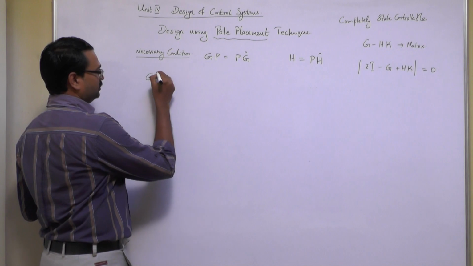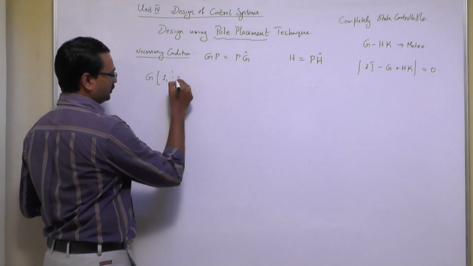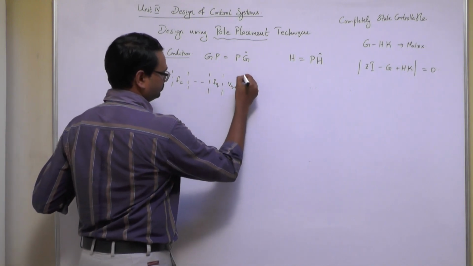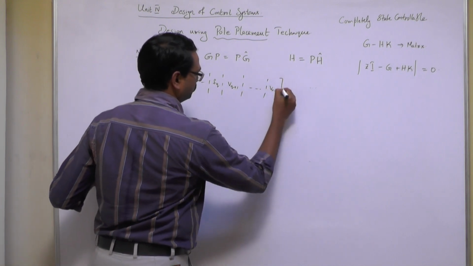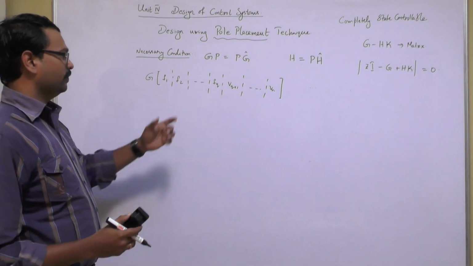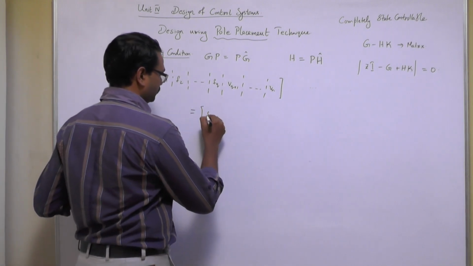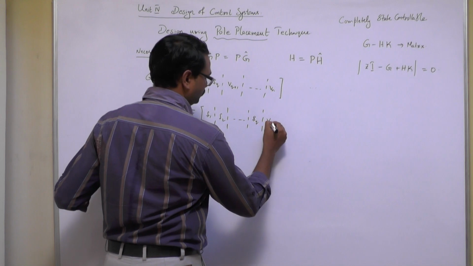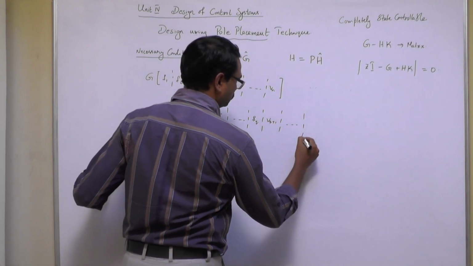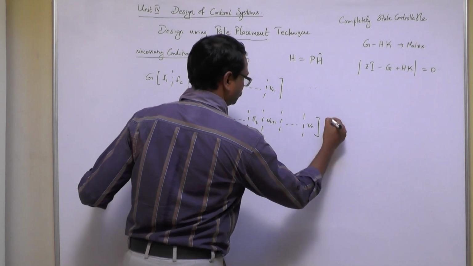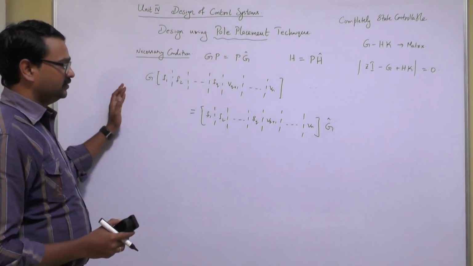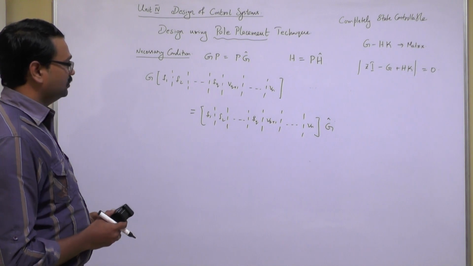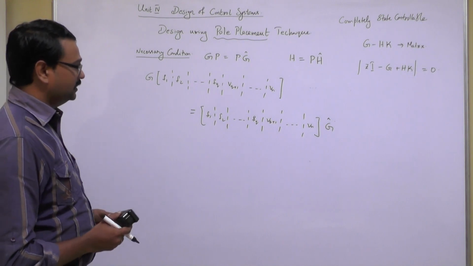Now G into P, what is P? f1, f2, so on, fq, vq plus 1, so on, vn. All these are vectors. I am not writing the bar sign here. G into P is equal to P into, again, f1, f2, so on, fq, vq plus 1, so on, vn, into G cap. Now these two must be equal. The left hand side and the right hand side must be equal always. So let us see how you get G cap.